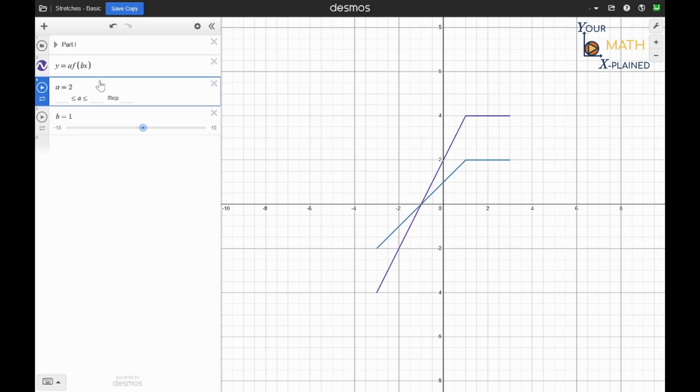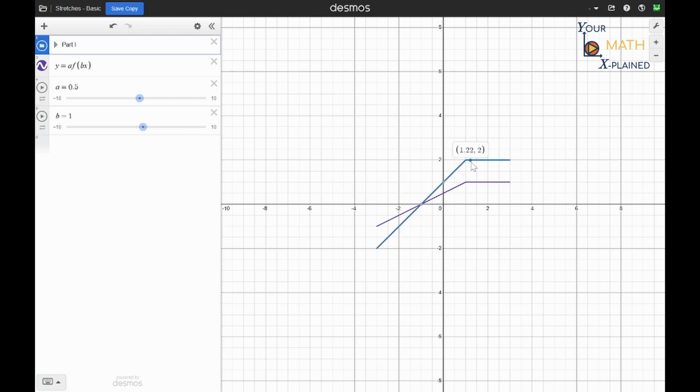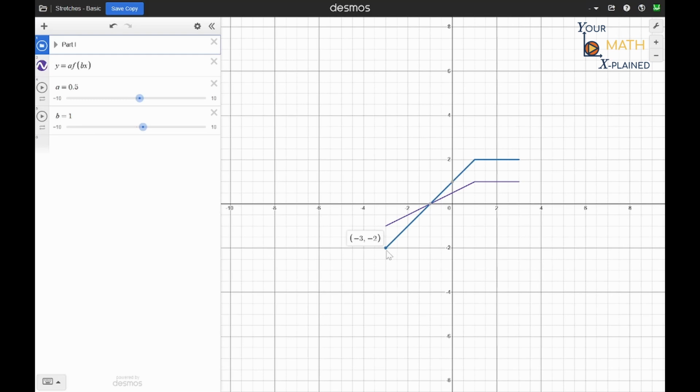Next, let's take a look at what happens when our a is between 0 and 1. So if we want to have a value of 0.5, it's going to be a vertical compression by a factor of 2. So our value here that used to be at 2 is now at 1. And similarly, this -2 here has now been compressed to -1.